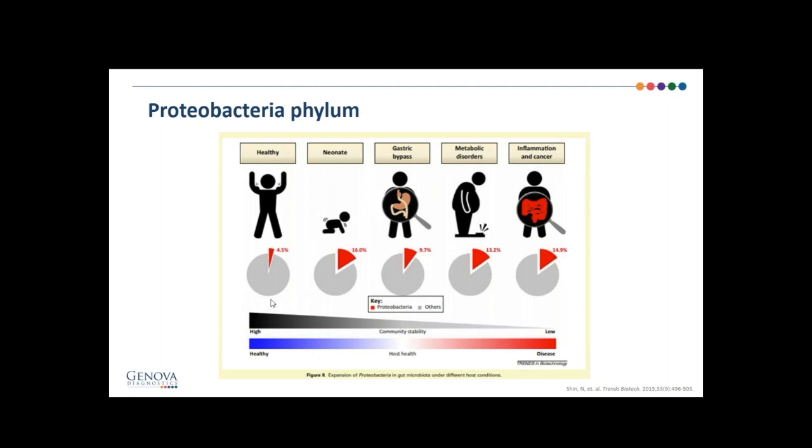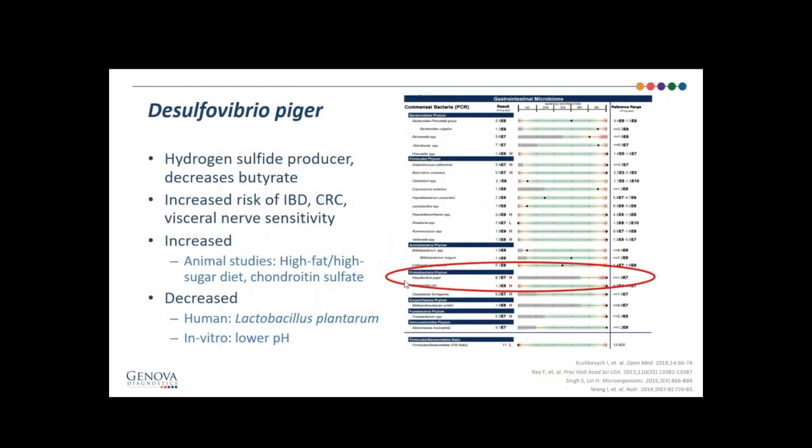But we don't want to make generalizations that they're all bad. Let's look at some of the organisms that we measure here. We look at Desulfovibrio piger, and it's a hydrogen sulfide producer. It can actually decrease butyrate. Some other sulfate-reducing bacteria that we measure on our test include Fusobacterium, which is a little farther down on the report. It's associated with inflammation.